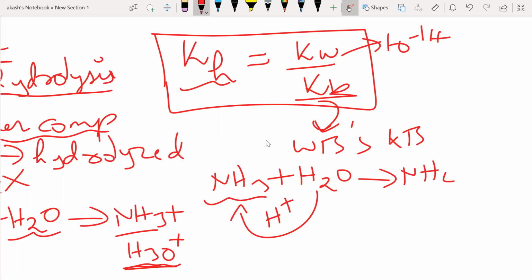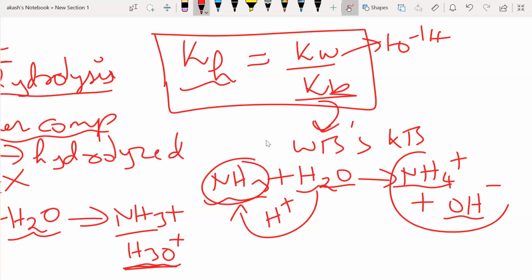I will have NH4+, and this would have lost H+. So what will be remaining is OH-. So NH4+ and OH- will give me NH4OH. Either when I say ammonia or when I say ammonium hydroxide, it is going to mean the same. In the questions also they'll be talking like that only, mostly in terms of ammonia, not in terms of NH4OH. They'll be saying Kb of ammonia is so and so value.